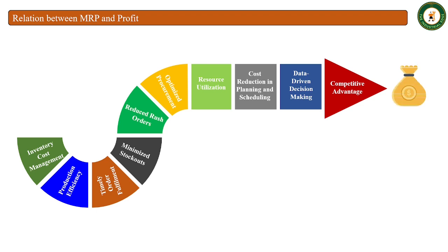of an MRP system. Now, the effective implementation of material requirement planning can impact various aspects of a company's operations, leading to improved efficiency, customer satisfaction, and cost savings. These factors collectively contribute to enhanced profitability and the overall financial health of the organization.